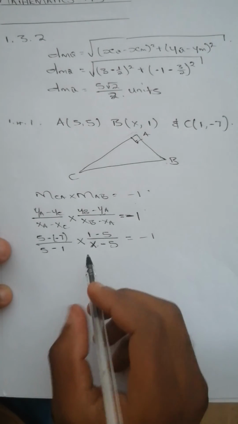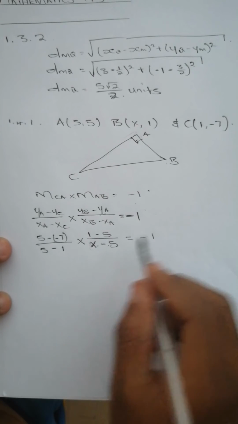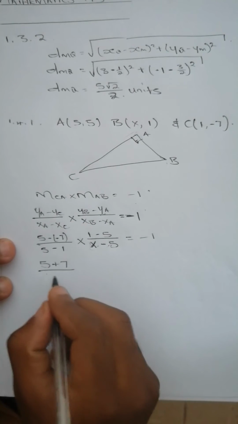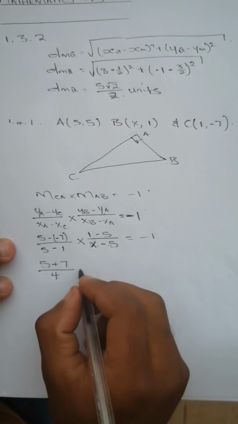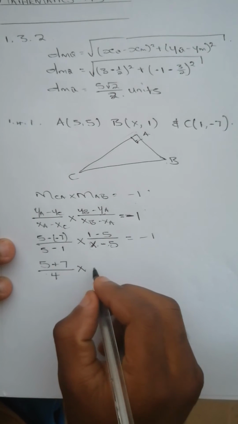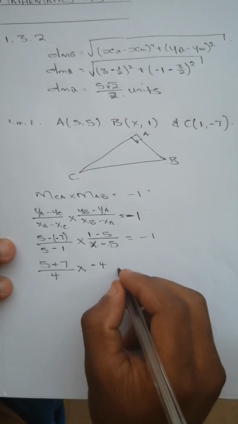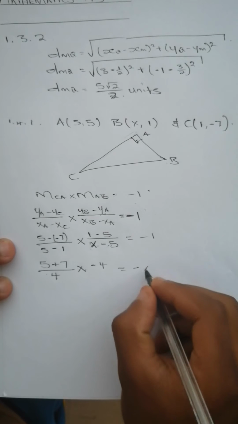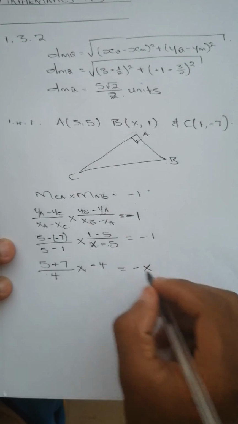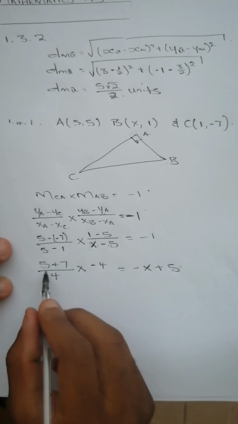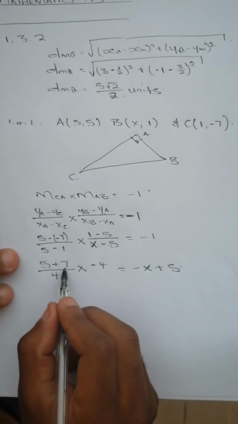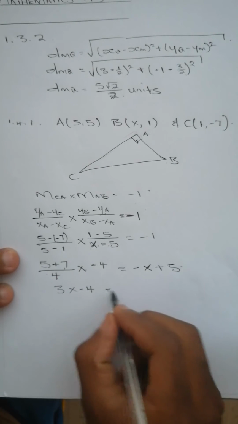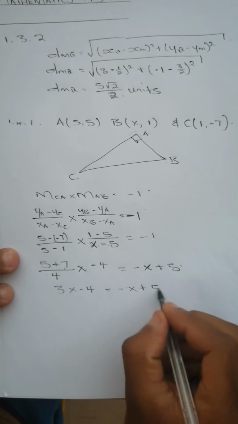And then we're going to cross multiply, take this to the other side, so we'll be left with (5 plus 7) over (5 minus 1), which is 4, times (1 minus 5), which is -4, equals this coming this side multiplied by -1 is -x, and this will be plus 5. Then when we add this, it becomes 12 divided by 4, it's 3, times -4 equals -x plus 5.